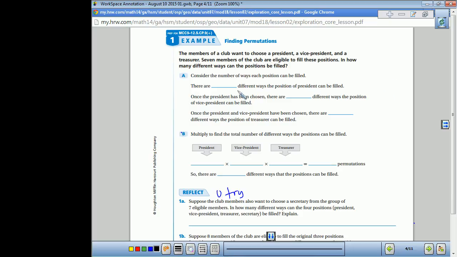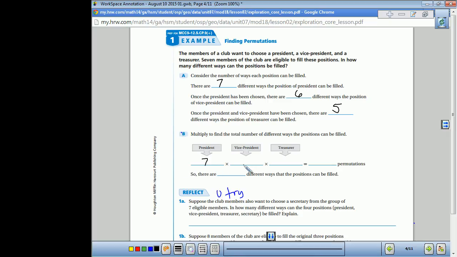Order matters, permutation. All right, consider the number of ways each position can be filled. How many different ways can we fill the position of president? 7, because we have 7 eligible members. Now we've chosen our president. How many ways can we fill that VP position? 6, because we used 1. And how many people are left to choose from for the treasurer? 5. So this looks just like the counting principle, doesn't it?